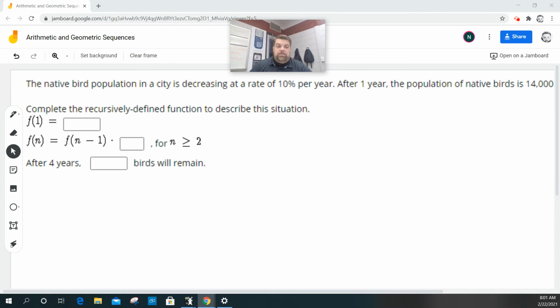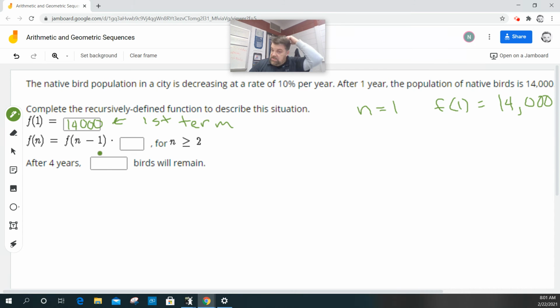So remember that for recursive notation, this is our first term. So we always got to know what the first term is. In other words, when n equals 1, that's the first term. F of 1 is equal to whatever value you start with. So it says after year 1, the first term you have 14,000. So in here I'm just going to write 14,000.